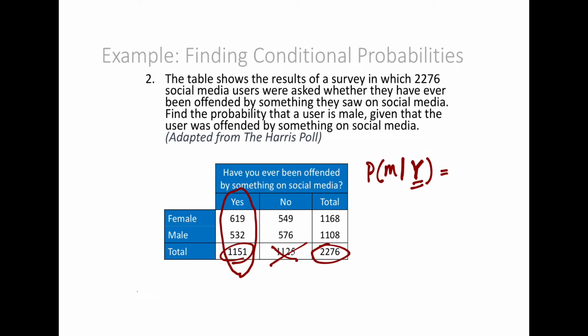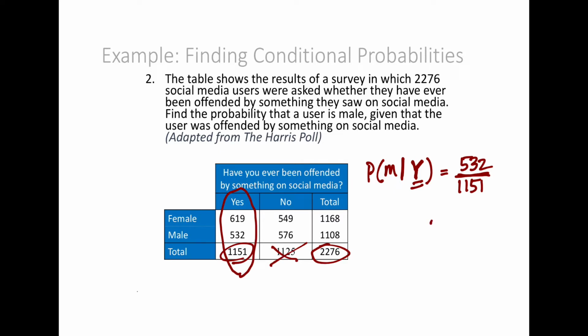So another way to word this is we're saying, of the people who said yes, what's the probability that they were male, right? "Of the people who" always means, hey, here's the group that it's out of, right? So that's another way of saying given. So again, just like before, this conditional probability changes my sample space. We're only going to take into consideration the people who said yes, and then we want to say, all right, of those people, how many were male? And the answer is 532.